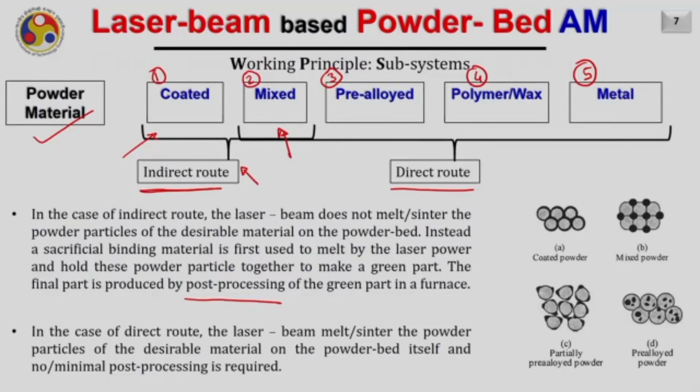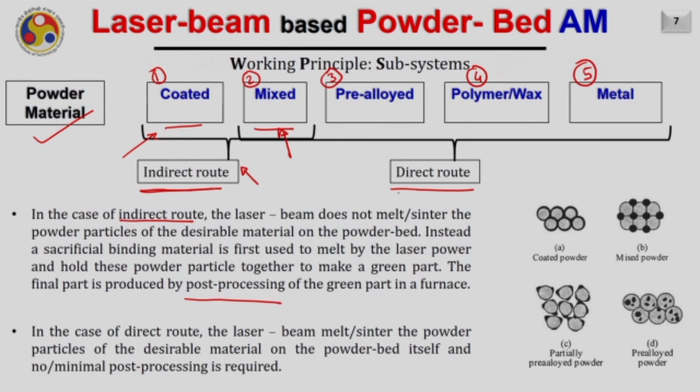So, as the process happens in two stages and we are not directly producing the main object on the powder bed, this type of process is called the indirect route or indirect selective laser sintering. Like I already mentioned, typically either the coated particles or mixed particles are used in the case of the indirect route.